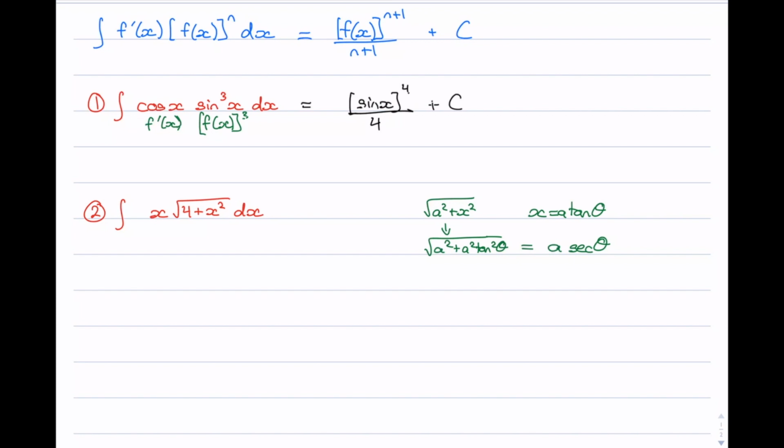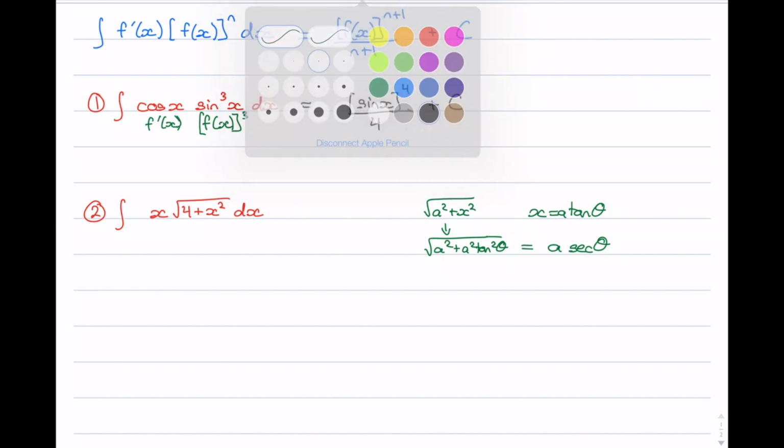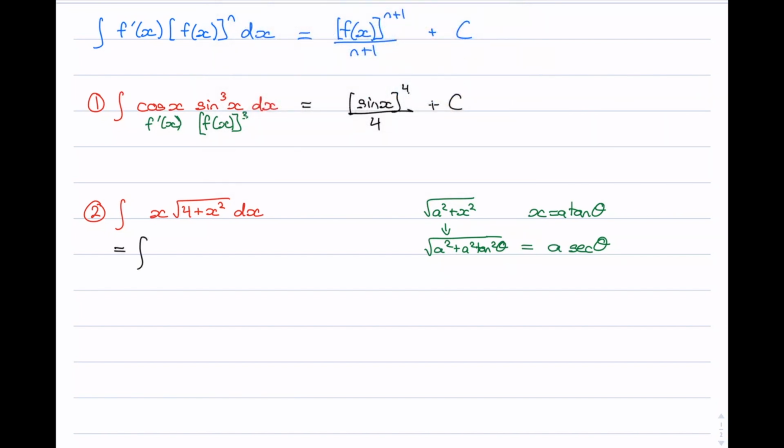However, in this case, I would like to think of it in a different way. Let's have a look at our integral. Let's rewrite that very carefully. Let's write it as the integral of x times 4 plus x squared to the power of a half dx. The reason I do that is because now I have it in that form where I have some function, f of x, and that's being raised to some power. In this case, it's the power a half.